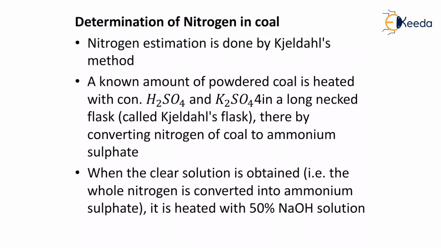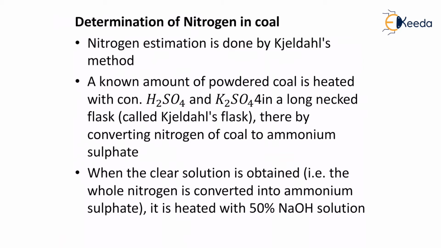Nitrogen estimation is done by Geldar's method. A known amount of powdered coal is heated in concentrated H2SO4 and K2SO4 in a long necked flask. The long necked flask is also known as Geldar's flask, thereby converting nitrogen of coal to ammonium sulfate.